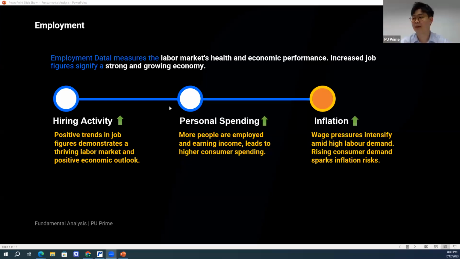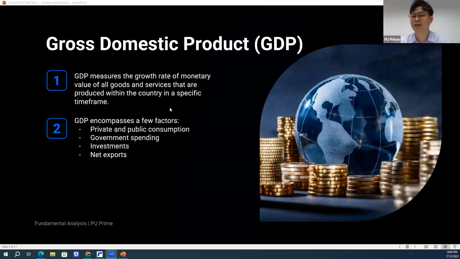After you understand the job data, we are going to focus on another data, which is the gross domestic product. Gross domestic product is quite complicated, with very professional terms, but I will try to use a very simple term. So what is the gross domestic product? To understand it better, GDP is something like the revenue or the income of the whole country.